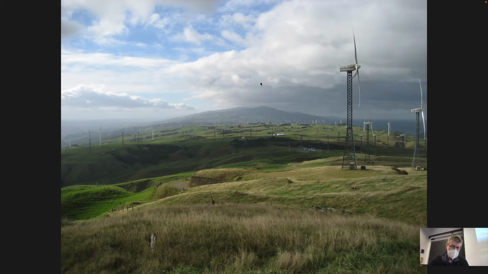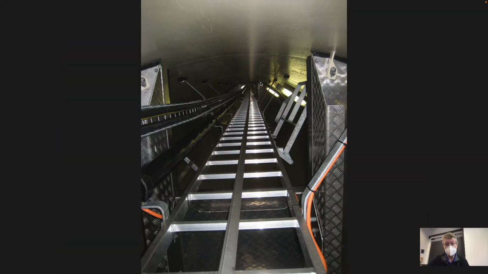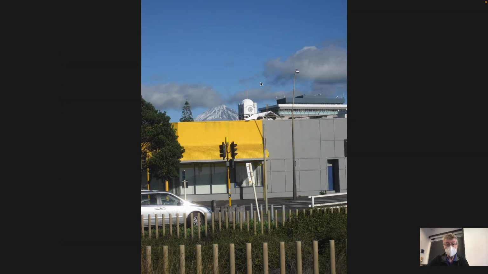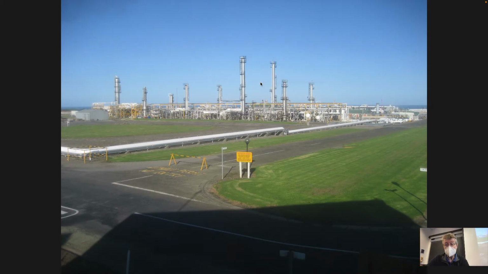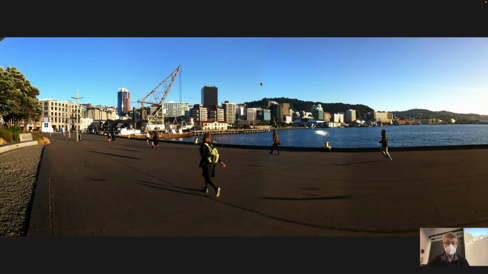A second wind farm in a different location near, not New Plymouth, Palmerston North was the name of the town. Mount Taranaki near New Plymouth, beautiful volcanic Fuji-like cone, which is close actually to where the gas from New Zealand's only offshore natural gas field comes onshore and ultimately is used to create methanol.